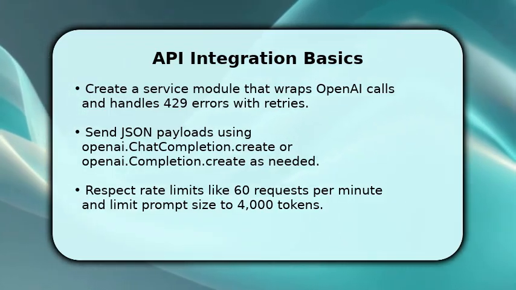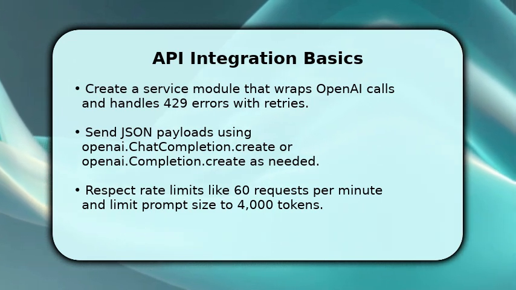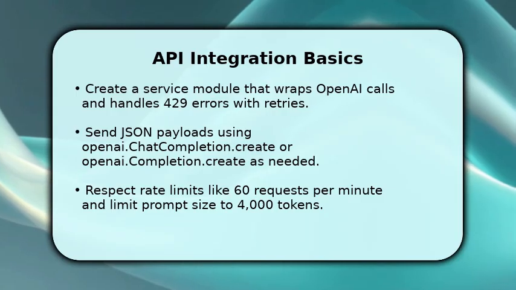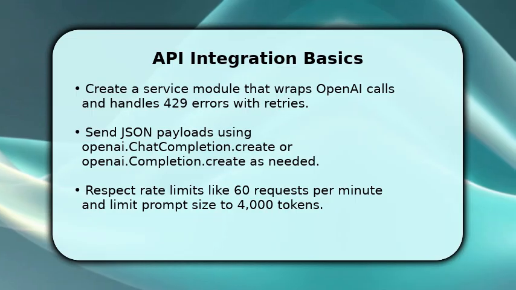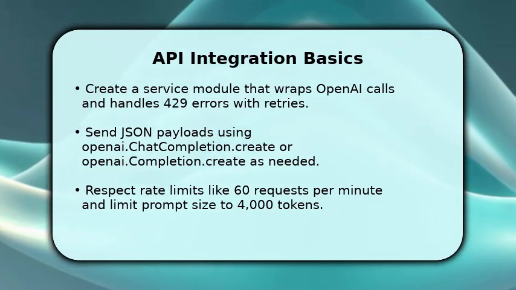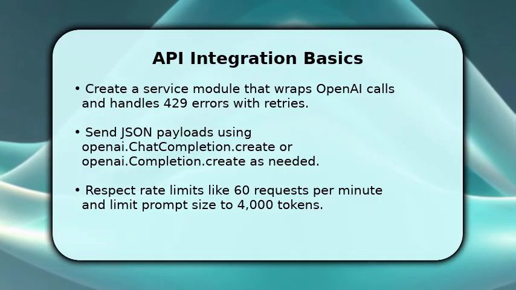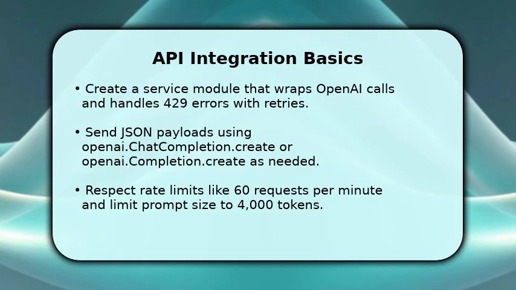Implement exponential backoff retries for 429 and 5xx errors to maintain stability. Enforce rate limits such as 60 requests per minute, and cap prompt sizes to 4,000 tokens per request. Validate user input server-side to avoid injection and unexpected token usage.